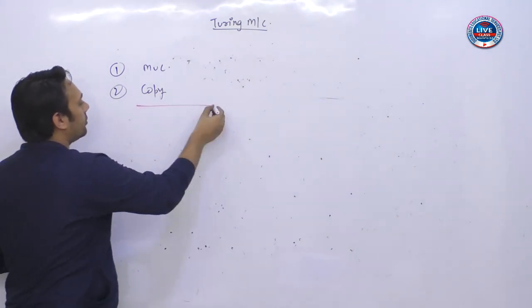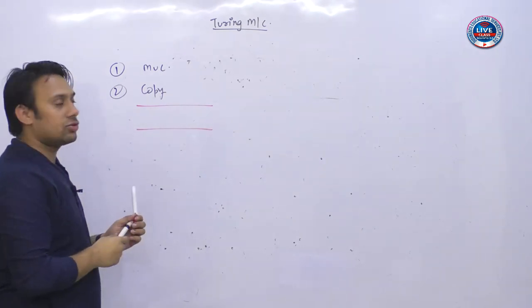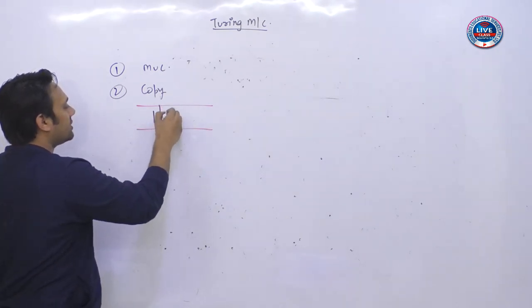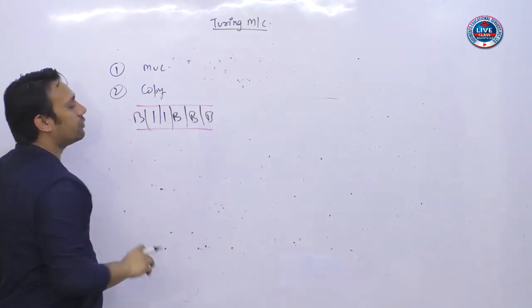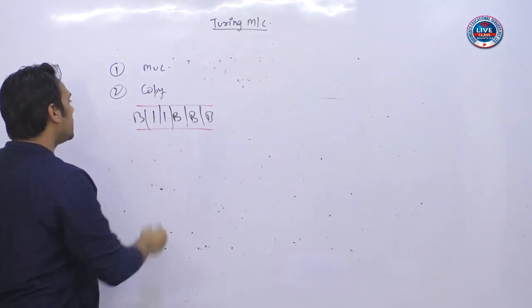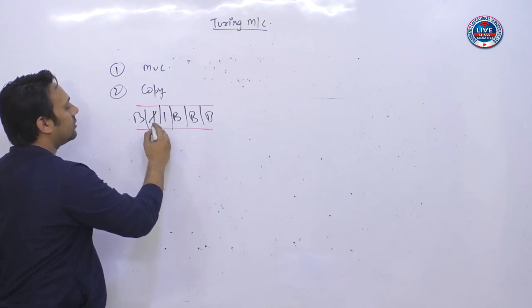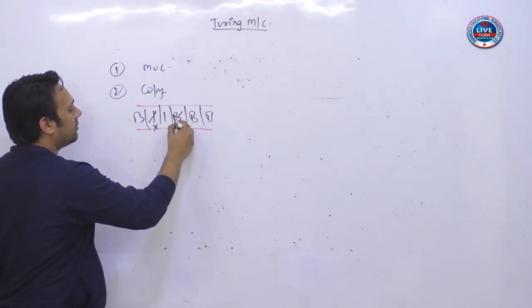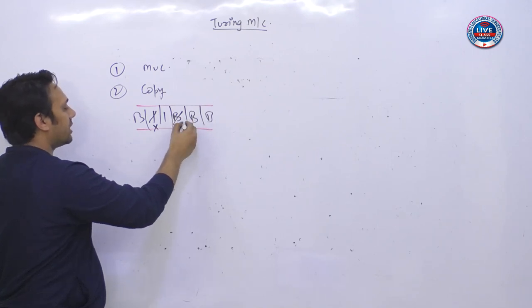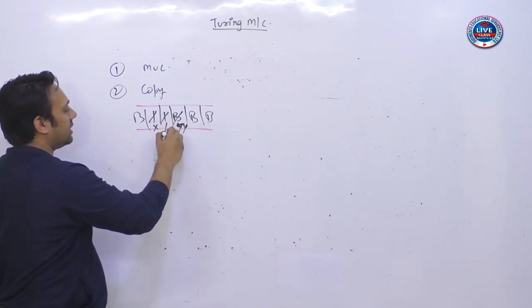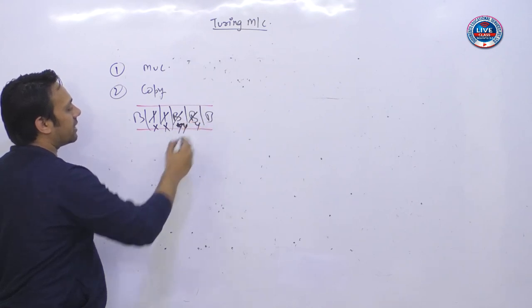Again, the copy operation can also be done this way. So if we have some data, let us suppose we have this data which is written in unary, or some data which is written in binary, I have to make one more copy of this. What I can do is mark this one as x, go to right, mark this blank as y. Again go to left, mark this one as x. Again go to right, mark this blank as y.